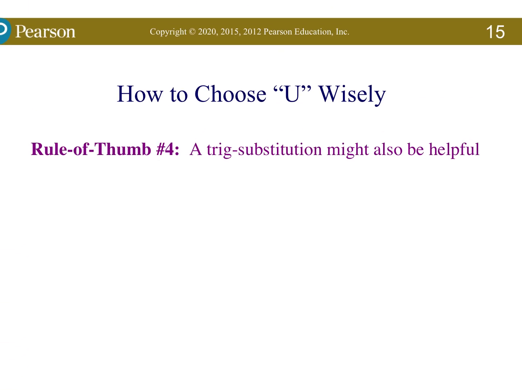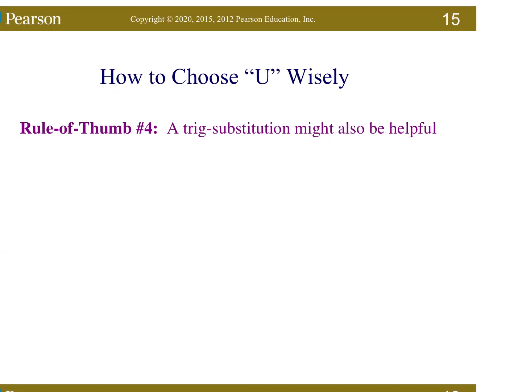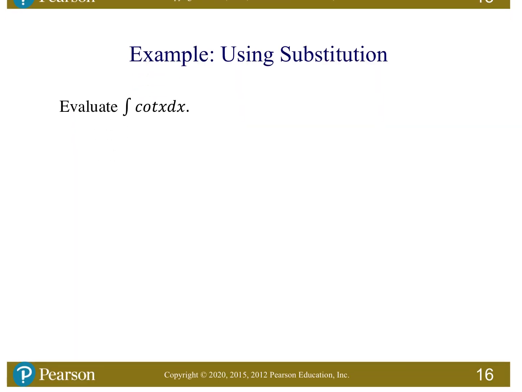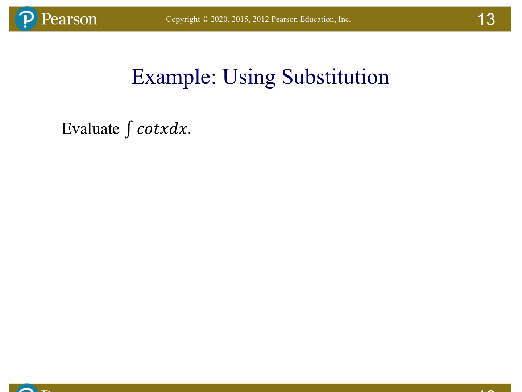All right, last one. A trig substitution might be helpful as well, okay? Because I said a couple things we were looking for. We're looking for parentheses, products, and quotients. So a trig substitution might be helpful because here we don't have any parentheses and we don't have any products, but we do have a quotient.